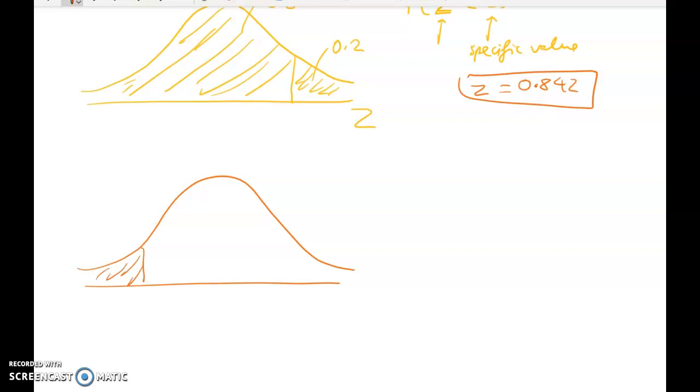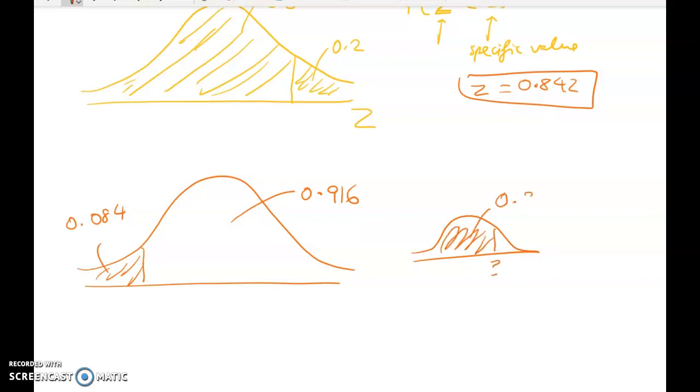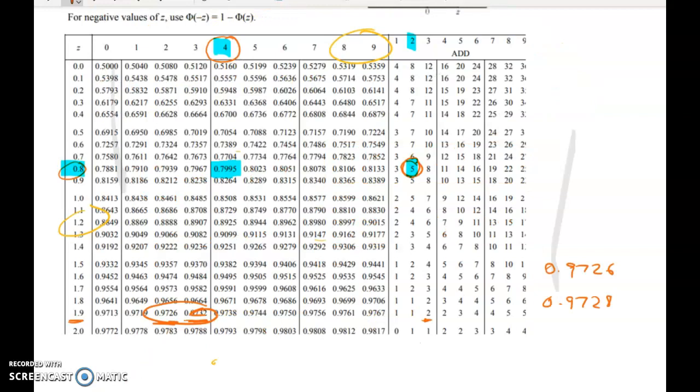So if we've got 0.084 here, that means we've got 0.916 here. In the table, what I'm going to look up is what that number is to give me 0.916, and then I'm going to take the negative of that value and put it down here. So we're solving the probability that z is less than z is equal to 0.916. Going back to my table again gives me little z is equal to, so we want 0.916.